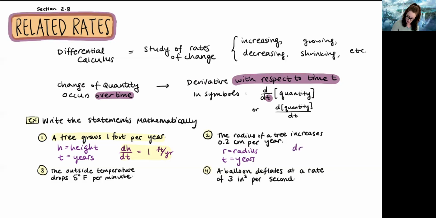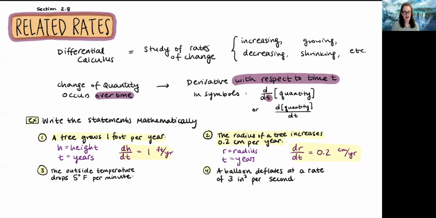So it's the d quantity, d whatever, over dt. And again, since it's increasing, then we have a positive rate of change. And so the rate of change of the radius is 0.2 centimeters per year. And so again, this whole sentence here can just be rewritten in math notation as dr dt equals 0.2 centimeters per year.